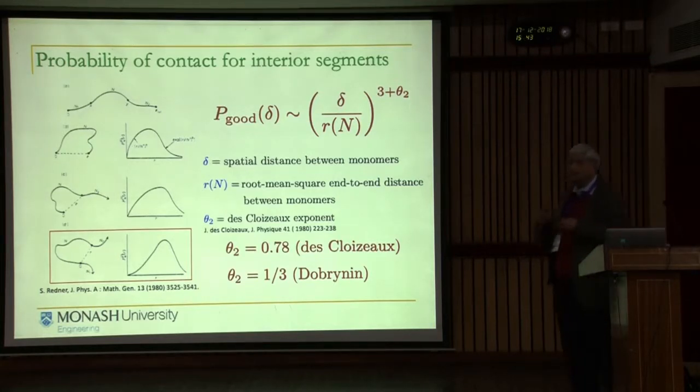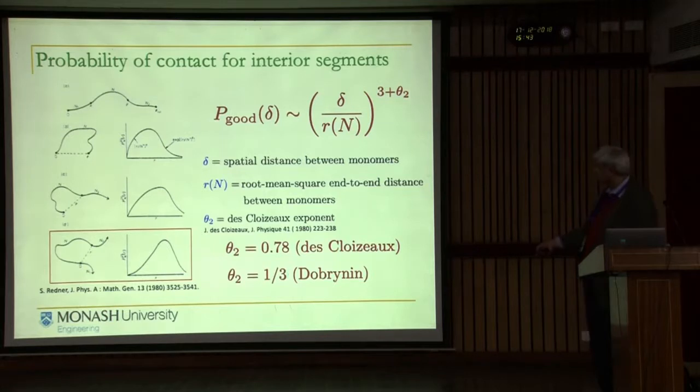Now, he predicted a value of 0.78 for this exponent theta 2. Dobrynin, just for consistency reasons within his scaling argument, said it ought to be a third. Okay, so this is a big difference between des Cloizeaux's prediction and Dobrynin's argument. And so simulations will give us an idea which is the right one.